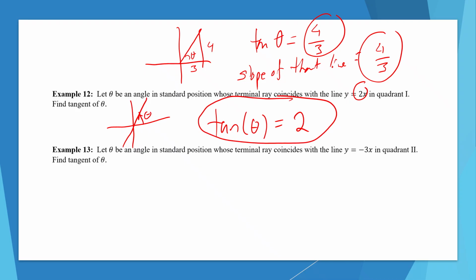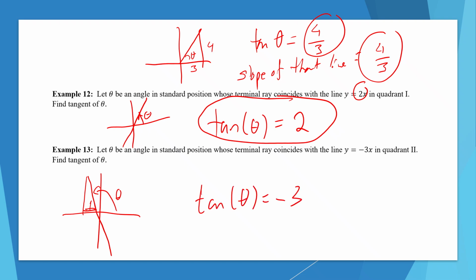Let's try 13. This coincides with the line y equals negative 3x. So this is going to be our theta in quadrant 2. And so we want to basically take this triangle, find the slope of the line. So tangent theta equals negative 3 this time, because that is the slope of the line that we are given. So that's our answer to 12 and 13.